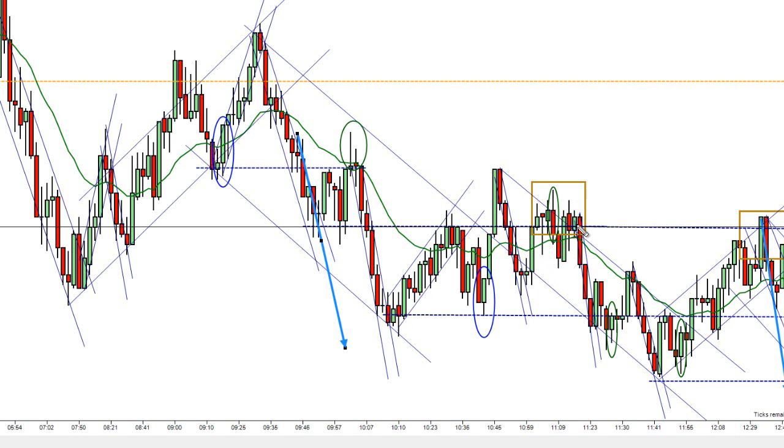Now it took a while to work out. As long as your stop was above the signal bar here, or the entry bar, you were okay. You can see that there's movement down in this area.